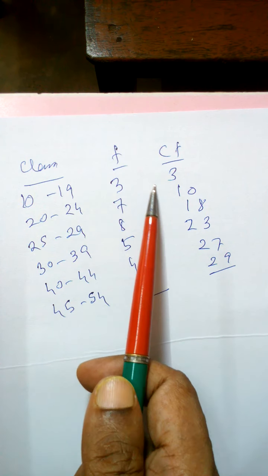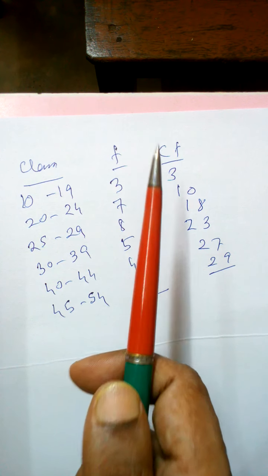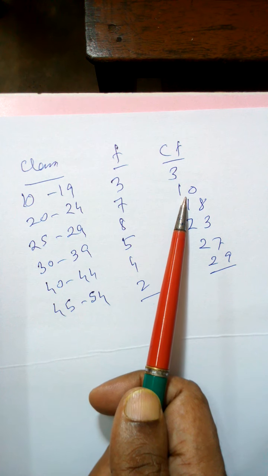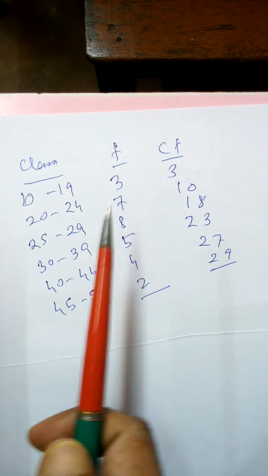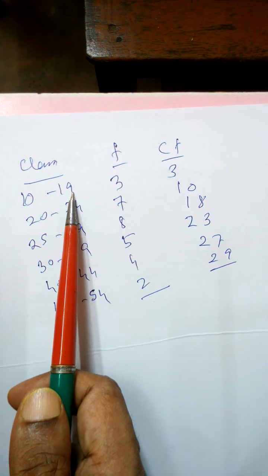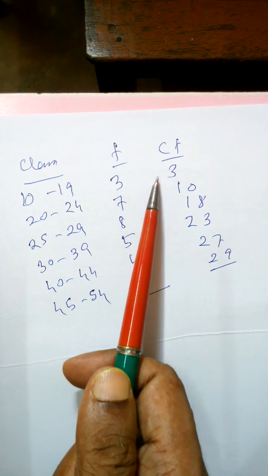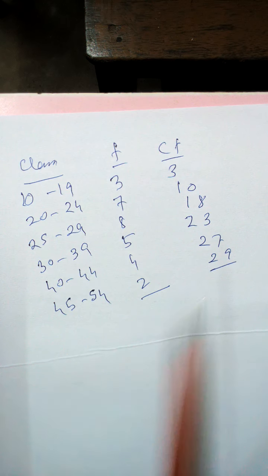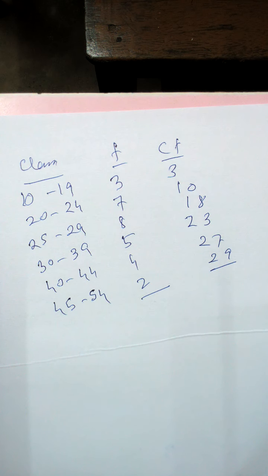3 is cumulative frequency less than, it is called less than. Then 3 plus 7 is 10, that is cumulative frequency 10, that is less than 24. Actually this is less than 19, 3, and less than 24, 10. And this way we have added these frequencies and we got the cumulative frequency. This is called less than cumulative frequency.